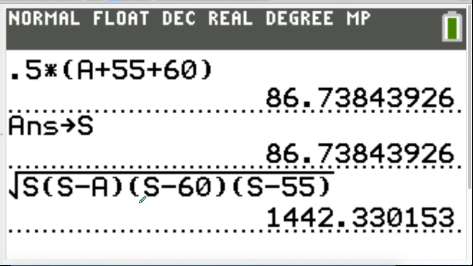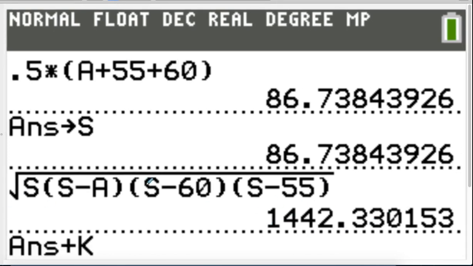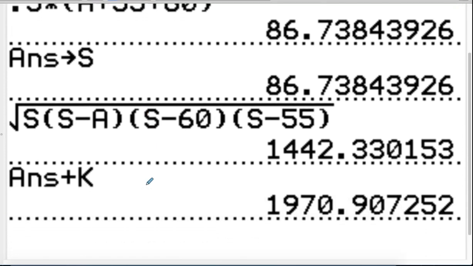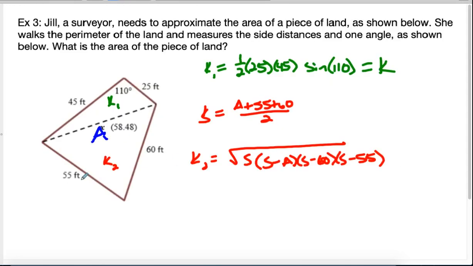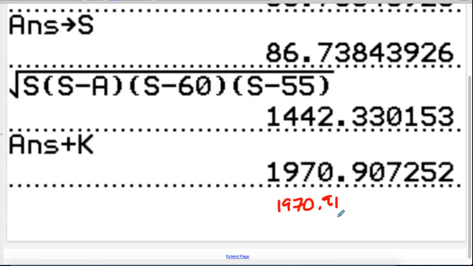And then finally, for the final answer, to get the area of this quadrilateral, I need to add this area with the area of the first triangle, which I stored as K. So my final answer, again, if we want to round this to 2 decimal places, is going to be about 1,970.91. And I believe our units were feet. Yeah, so this would be square feet for my final answer here.